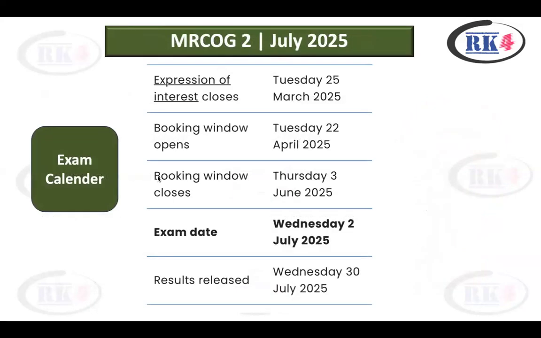So the MRCOG Part 2 July exam is around the corner. You need to keep an eye. By 25th of March, you have to send the expression of interest. And it's open. If you are planning it, please do send it, because if it closes, RCOG will not acknowledge and you will have to wait till January 2026.